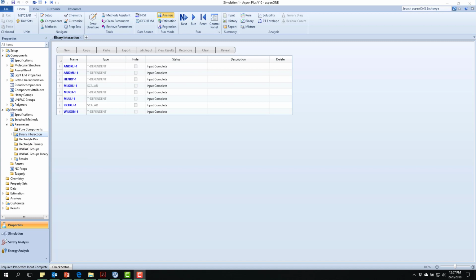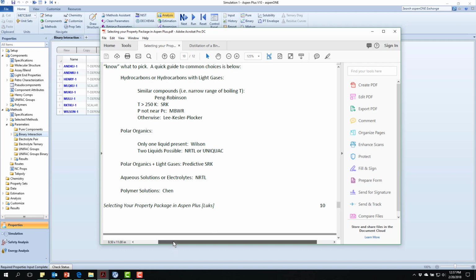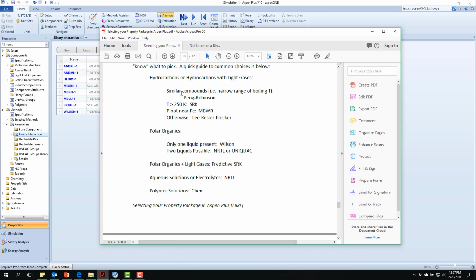Now there are some quick guidelines. I'm going to bring the handout in and let's look at these for a moment. So one of the ways that you can decide is just by going through a quick little checklist like this. For instance, this is saying that if you have hydrocarbons or hydrocarbons with light gases, so maybe you have some methane and ethane in there, if the compounds are similar, have a very narrow range of boiling temperatures, then Peng-Robinson is a good choice. If the temperature is more than 250 K, Soave-Redlich-Kwong, as long as the pressure is not near the critical, the MBWR, and otherwise Lee-Kesler is a good choice.